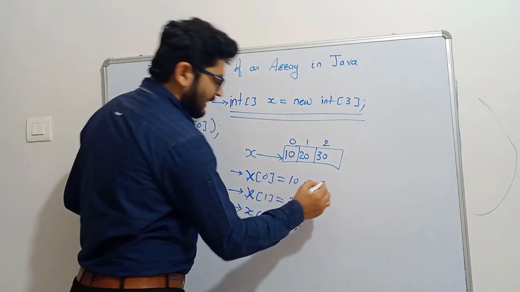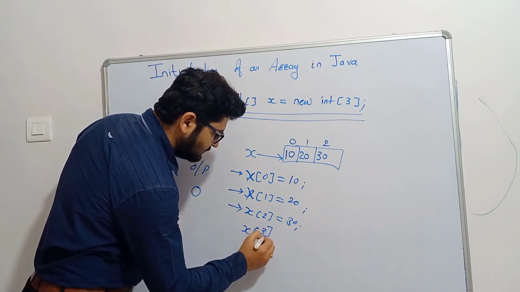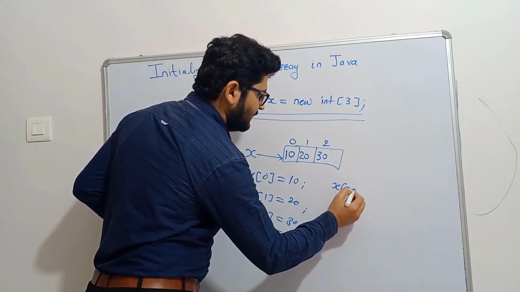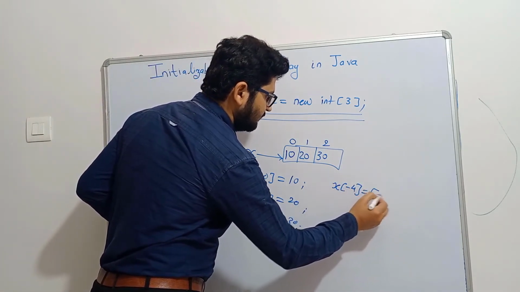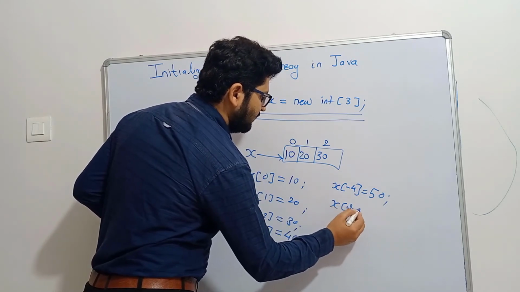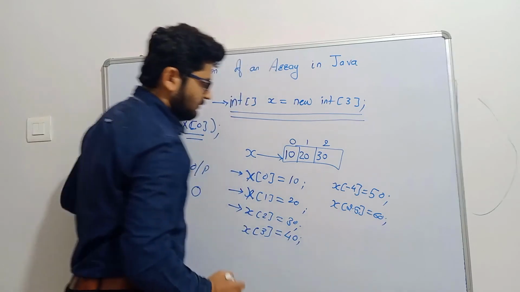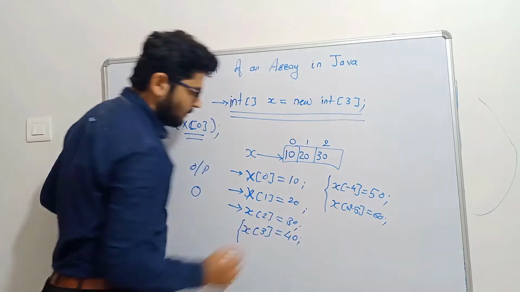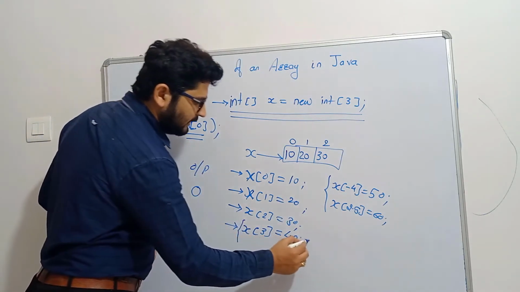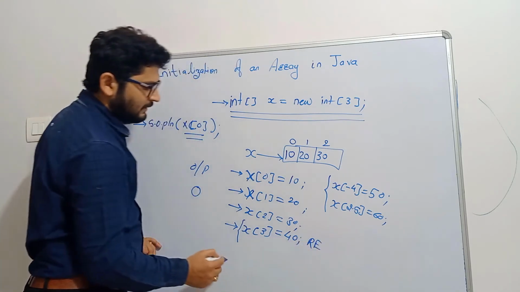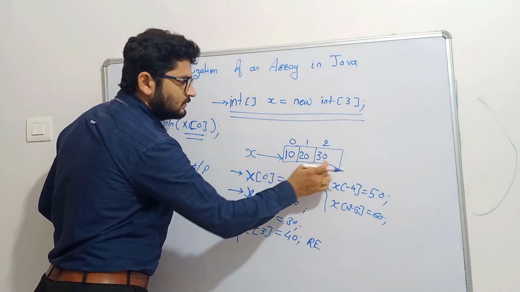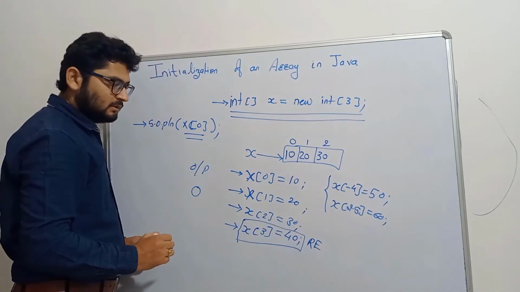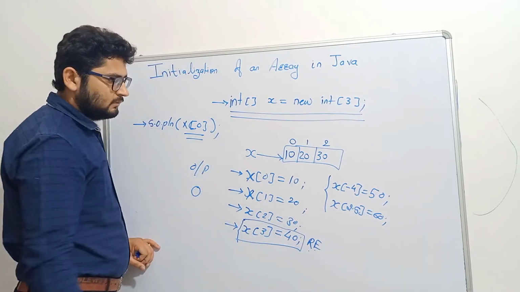Now let us suppose I am writing here x of 3 is equal to 40. Okay, and now x of minus 4 is equal to 50 and x of 2.5 is equal to 60. Now let me tell you what will be the output for this line. Whenever this line is executed, you are going to get a runtime error. Why runtime error? Because the size of x is 3 elements and you are trying to insert a 4th element in this x. So that's why it is going to give you a runtime error.